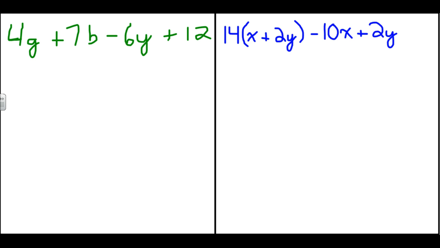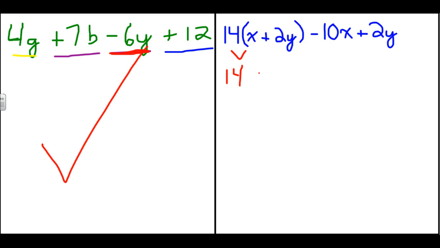So in the one to the left, we see that there are actually no like terms. We have g's, but we only have one g, one term with b's, one term with y's, and one term with 12s. So since there can be no terms that are combined here, this is actually in simplest form, and that's what we want. And then for the one to the right, we have 14 times x equals 14x.